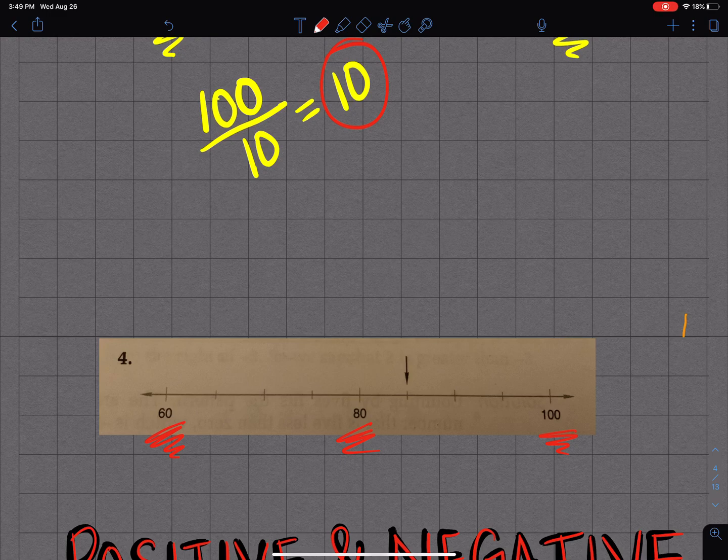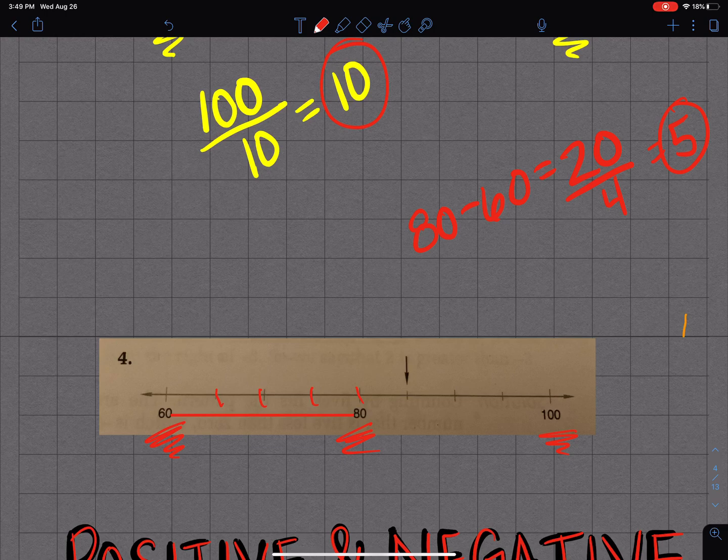If you want to figure it out my way, by dividing the way you did before, you would have to figure out the distance between 60 and 80. So 80 minus 60, which is equal to 20. And then divide that by the number of tick marks. So 1, 2, 3, 4. And then I know that each tick mark is going to be 5.